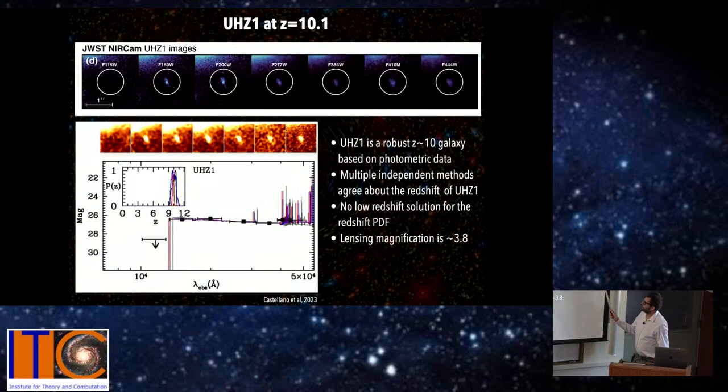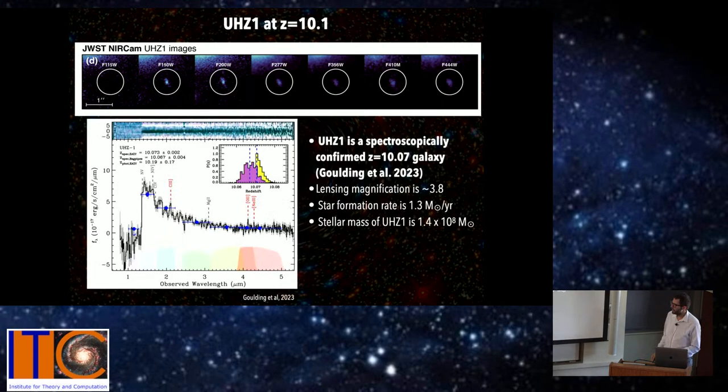Now, I'll show you the same picture again. This is a dropout galaxy, and you see here the same images, and here the photometry of the galaxy. The photometric redshift was roughly 10, and multiple independent methods found the same redshift. I'm not going to waste any more time on this, because since then, the galaxy UHZ1 was followed up spectroscopically. We now have the NIRSpec spectrum of UHZ1, and it's a spectroscopically confirmed galaxy at redshift 10.1107. Okay, so this has been published.